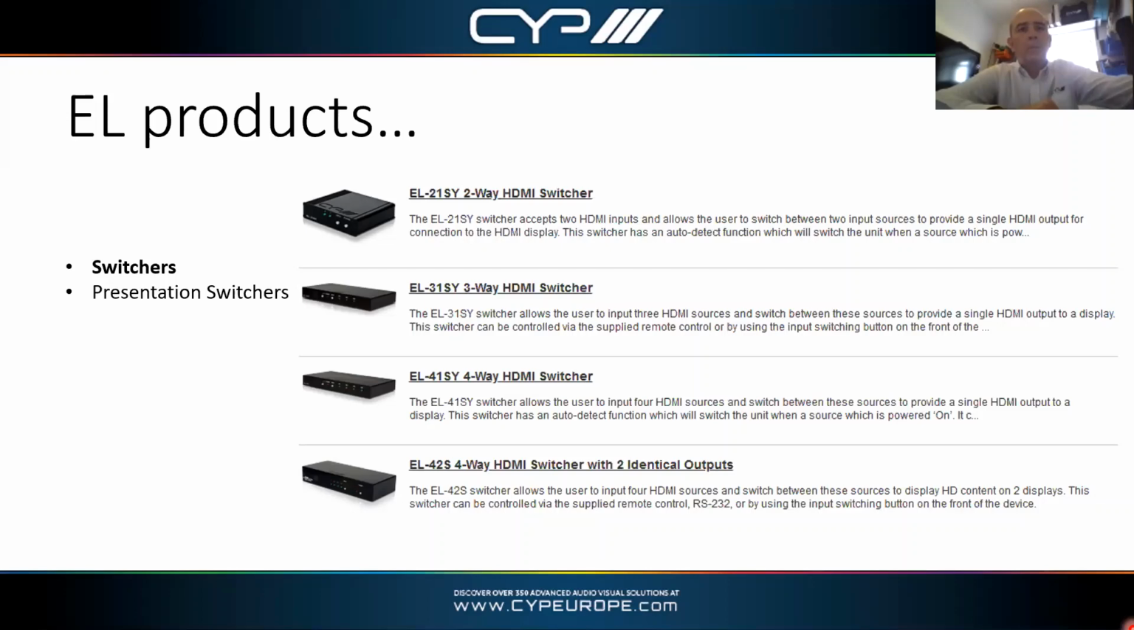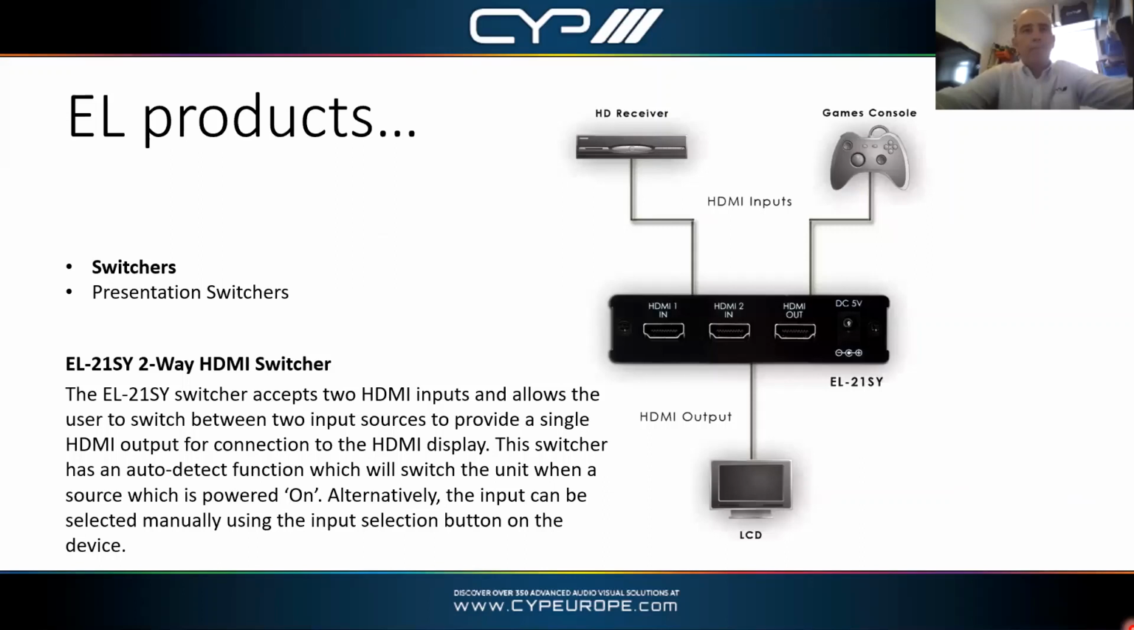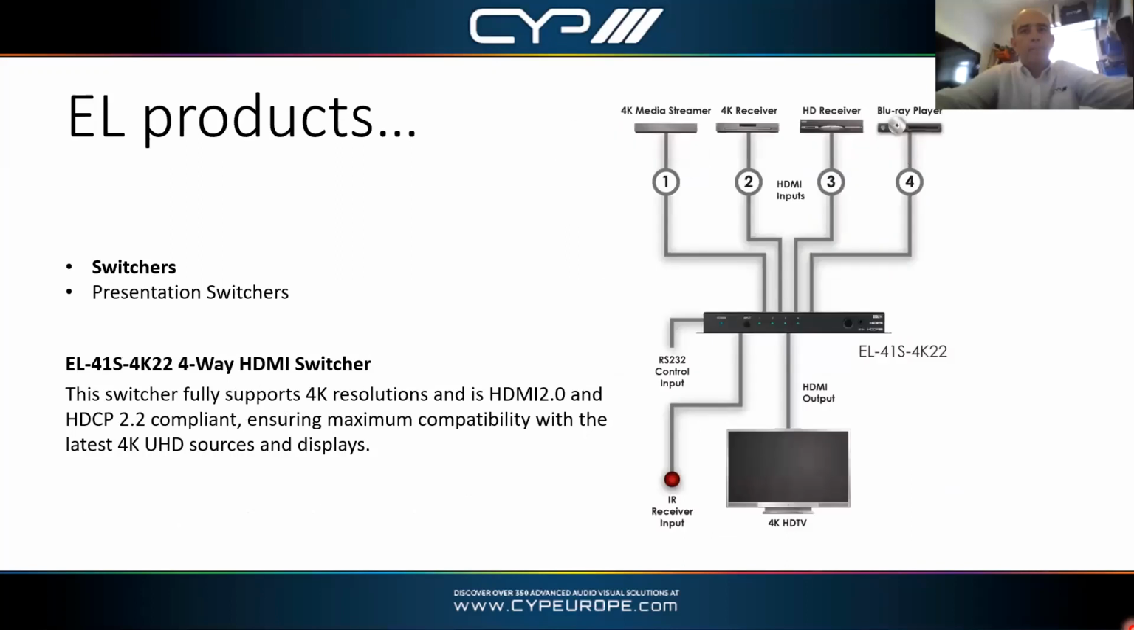You've got the EL-31SY and the EL-41SY. As the model numbers imply, they're just getting more inputs as you go up through the range. And then the EL-42S, which is 4 inputs with 2 identical outputs. So it is still a switcher, but it has 2 HDMI outputs. Just a simple example there. Again, these are just literally an overview. Still very popular, relatively inexpensive, just a simple way to add a bit more flexibility to your HDMI system.